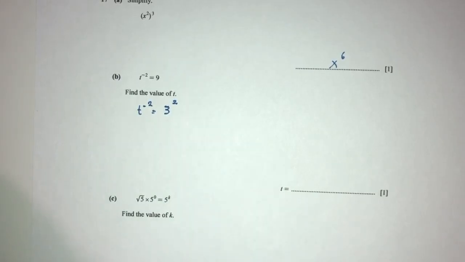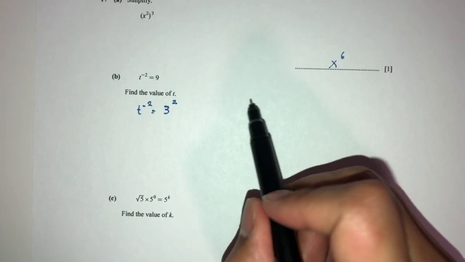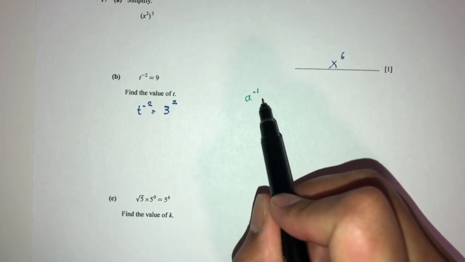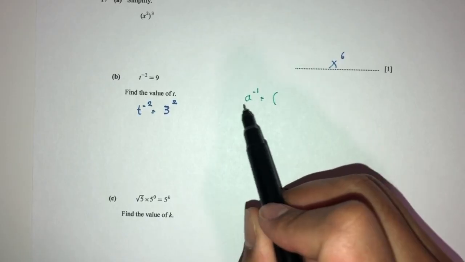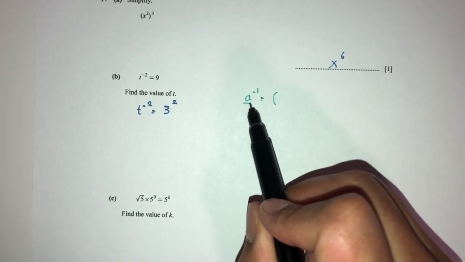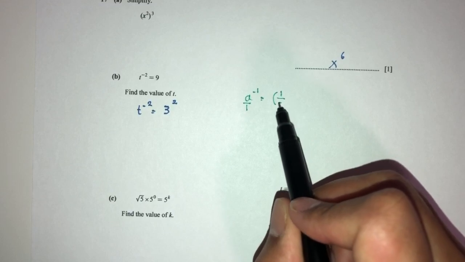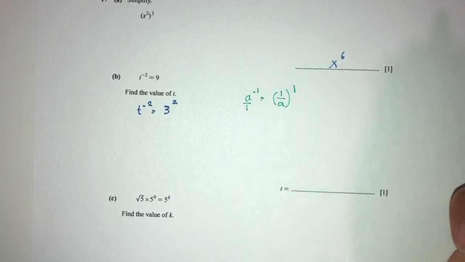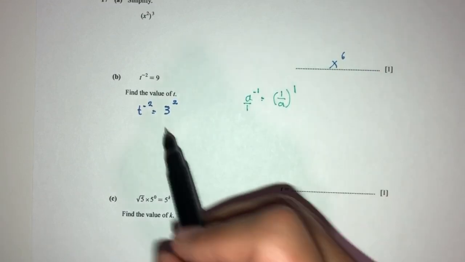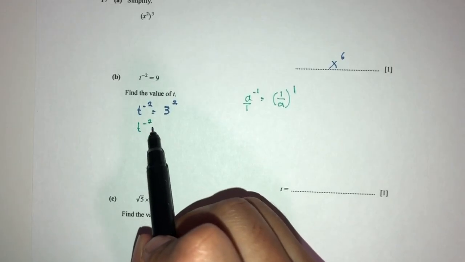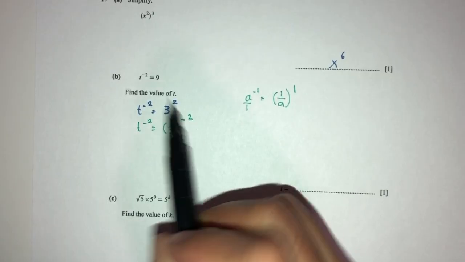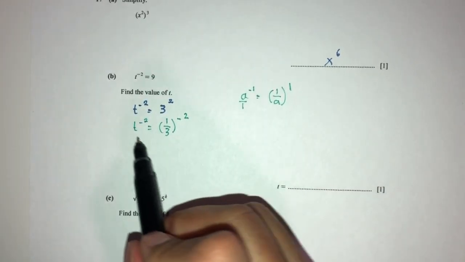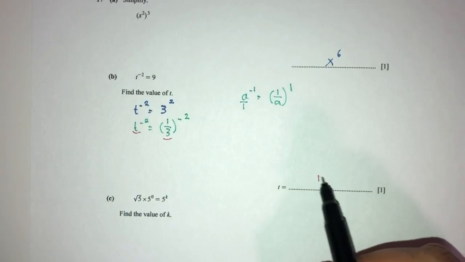Now something we can know is what? Usually what do we do? For example, let's say we have a power minus 1. To make the power become positive, we can invert. So of course, a is a over 1. We can invert the inside and the power becomes positive. Same over here: the power is positive, we can invert the inside to make the power negative. So by comparison, you can see this is this. So t will be 1 over 3.